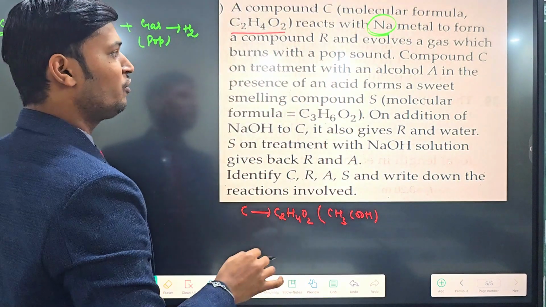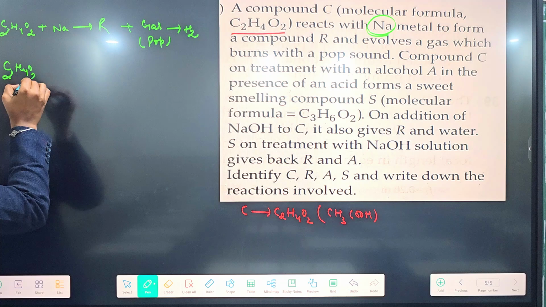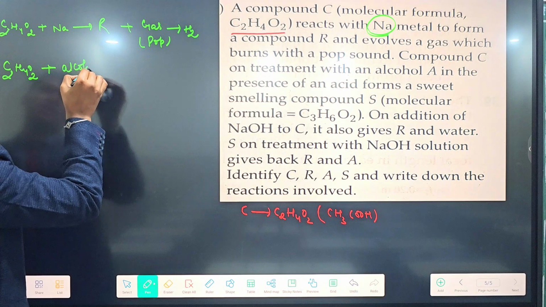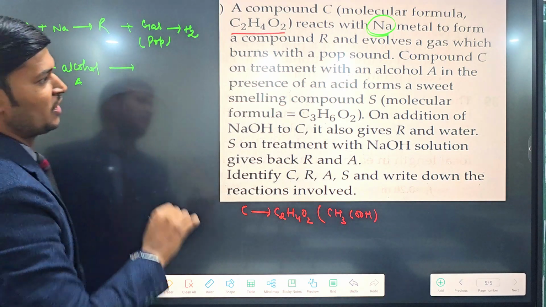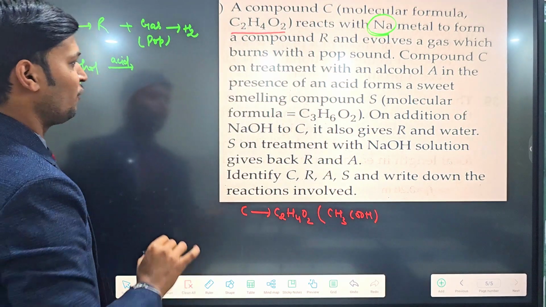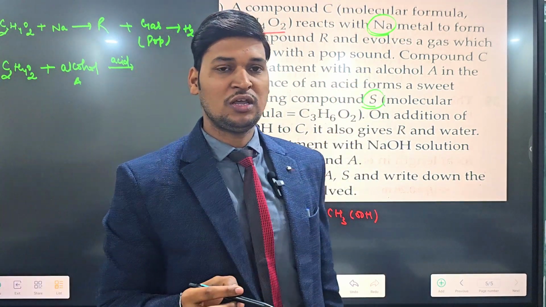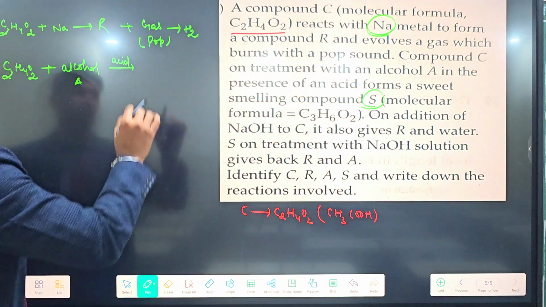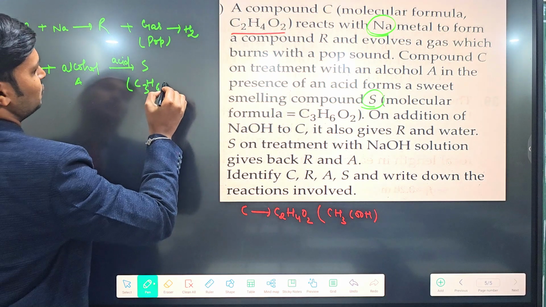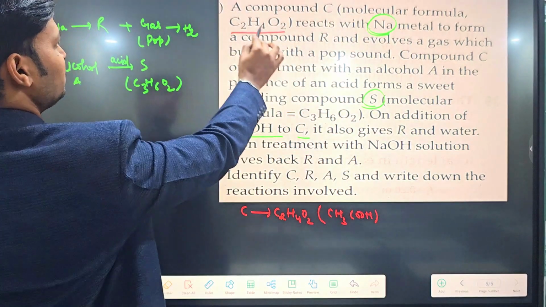Which compound C on treatment with an alcohol. Again, this compound C, that is C2H4O2, on treatment with an alcohol A. So I'm writing here alcohol A, right? In the presence of an acid, forms a sweet smelling compound S. Keep in mind, sweet smelling compound S is there. So it does mean an ester होगा, आप इसका ध्यान रखना. S का formula है C3H6O2.